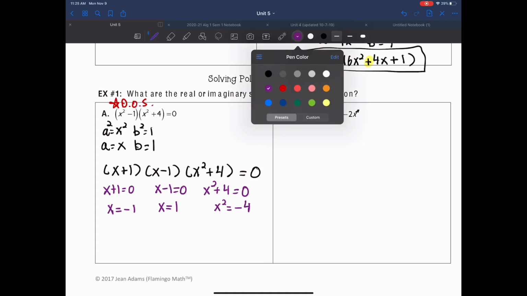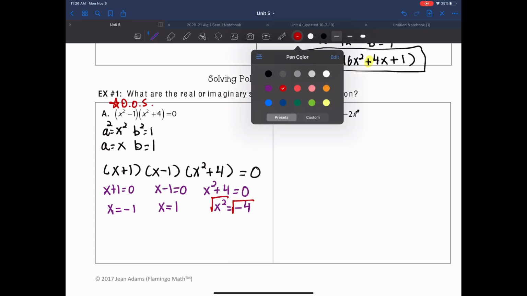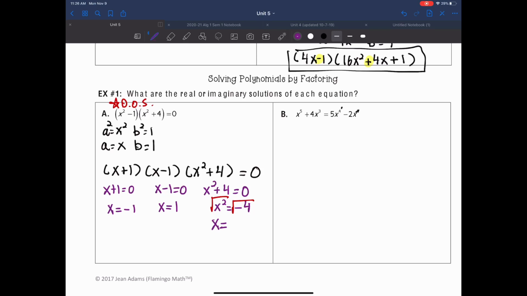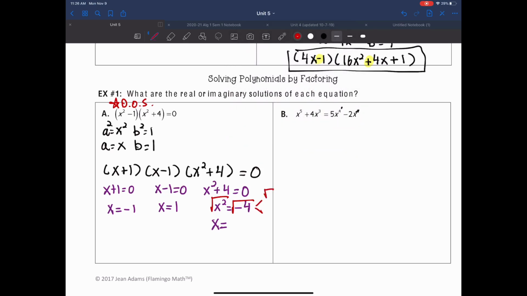Then we've got to take the square root to get x by itself. And we know that we're going to have an imaginary solution here. x is equal to the square root of negative 4. Well, I know that that can break up into the square root of negative 1 times the square root of 4. So I know that the square root of negative 1 is equal to plus or minus i. The square root of 4 is plus or minus 2. So x is going to equal plus or minus 2i. So I have x equals negative 1, x equals positive 1, x equals positive and negative 2i.